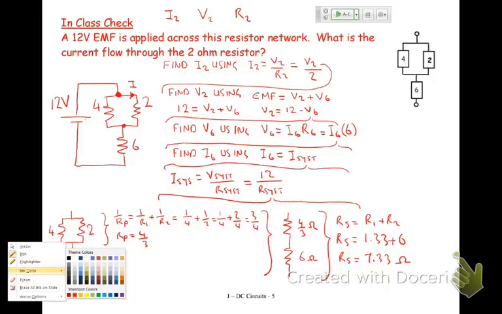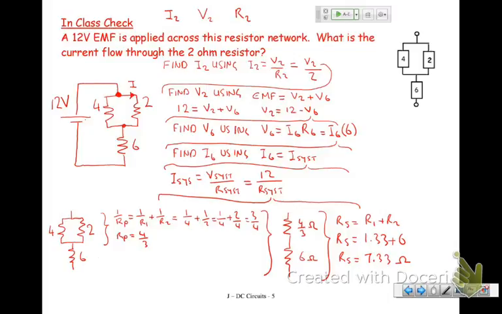I want to change my color now. And now what I do is I work back. Let's take that back here. So this equals 12 over 7.33, which equals, and I'll dig out my calculator, 1.64 amps. And then I go here and say, well, okay, that was I system, so I6 equals 1.64 amps.